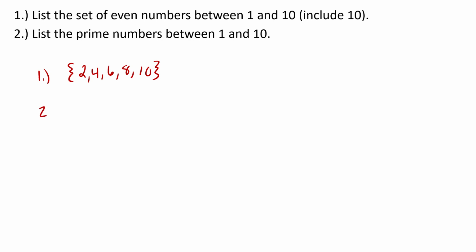And question 2, list the prime numbers between 1 and 10. And that would be 2, 3, 5, and 7. Now, a prime number is a number whose factors are only 1 and itself, and 1 is not a prime number. Fun fact, 2 is the only even prime number because every other even number would have a factor of 2. And then we have 3, 5, and 7.